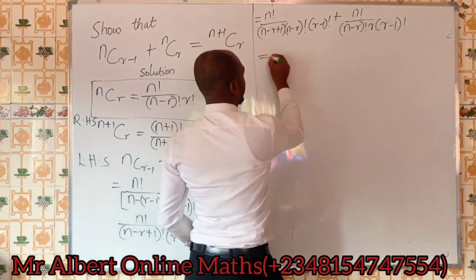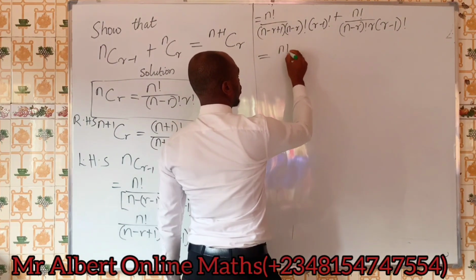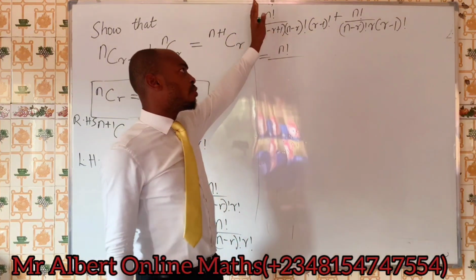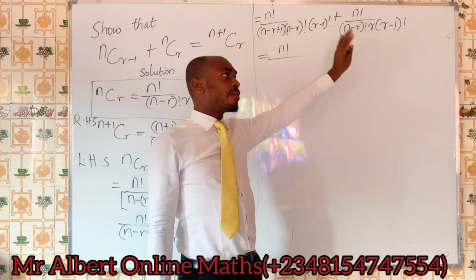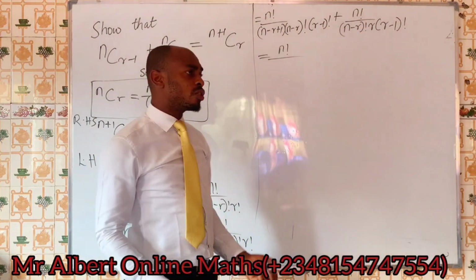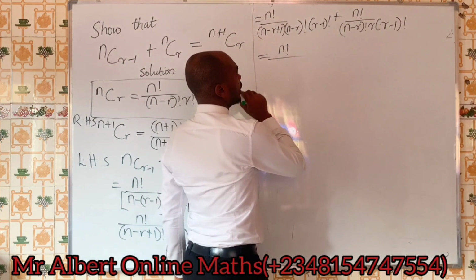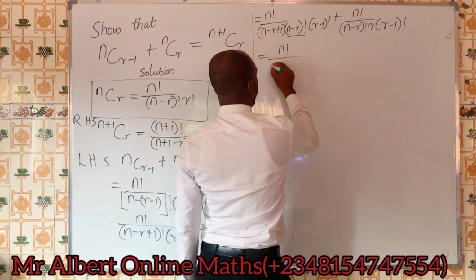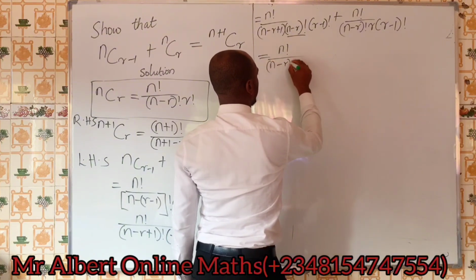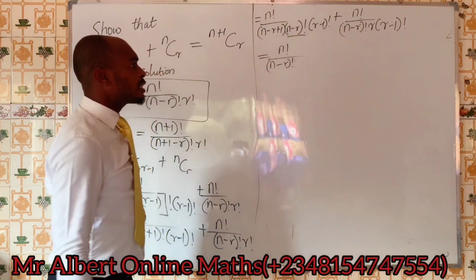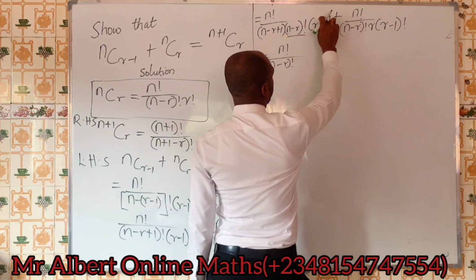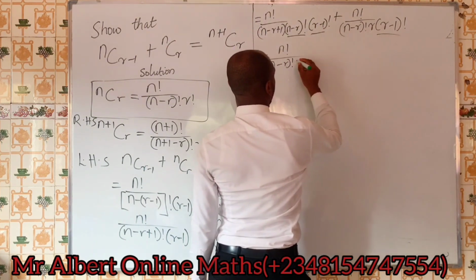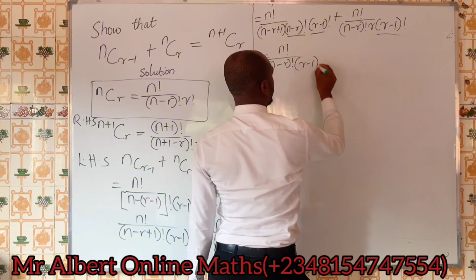Now the first thing I will pull out is n factorial, considering the numerator. I have n factorial in the first fraction, and n factorial in the second fraction. So they are common, I pull it out. What else is common? I have n minus r factorial in both, so I pull it out. What I have next is r minus 1 factorial. I have it here, these two terms are common, so I will pull it out.